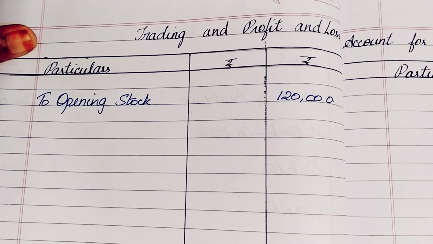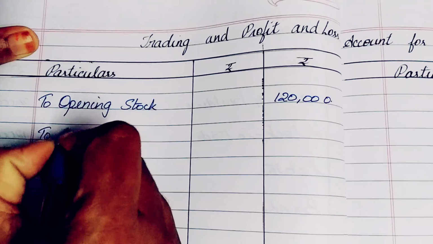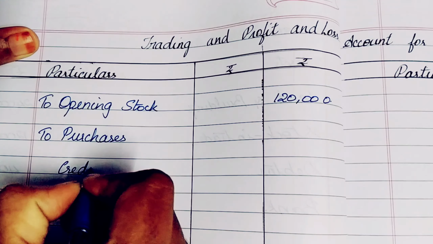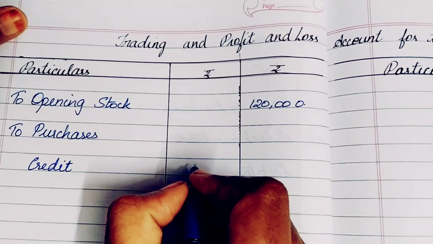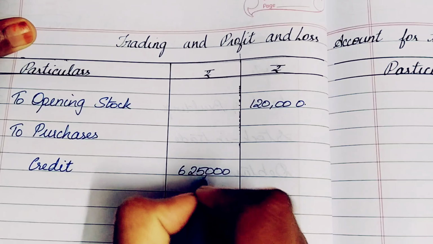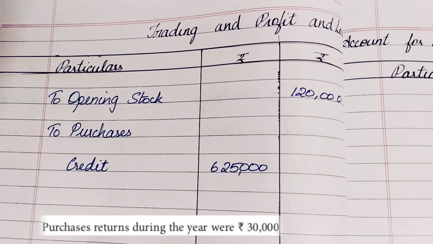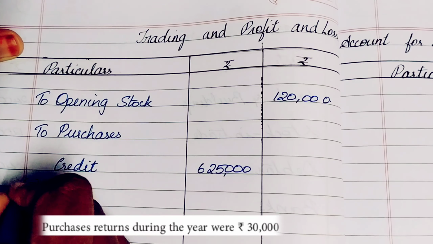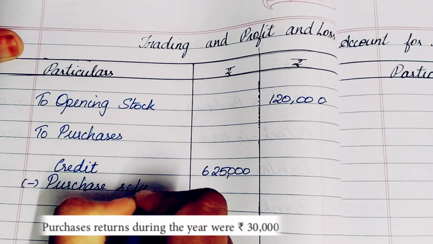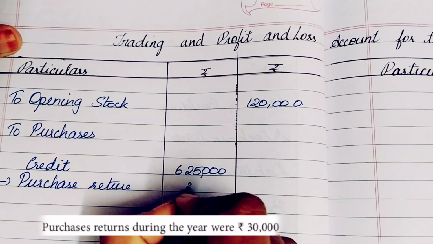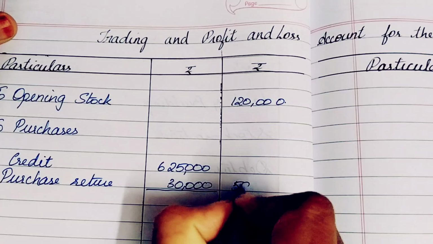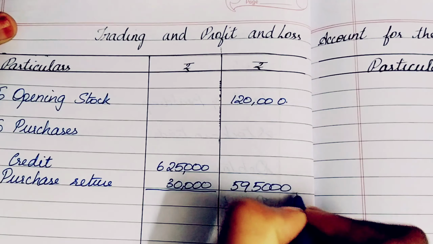Next is going to be the purchases. In purchases, we have credit purchases only. We do not have cash purchases. So I'm going to write credit purchases over here. Write the amount in the inner column which we found out in the total creditors account, that is 6,25,000. And in the explanation given in the problem, they've given purchase return during the year. Therefore, I'm going to subtract purchase return from the credit purchases, that is rupees 30,000. If I subtract it from the credit purchases, I'll get a total of 5,95,000 to be recorded in the outer column.